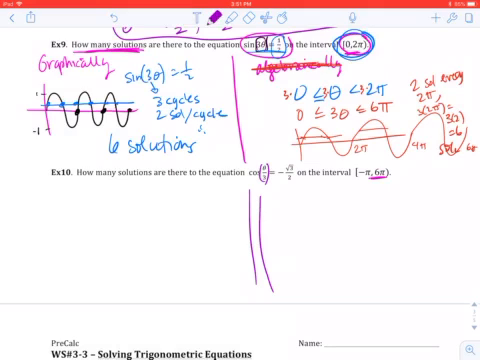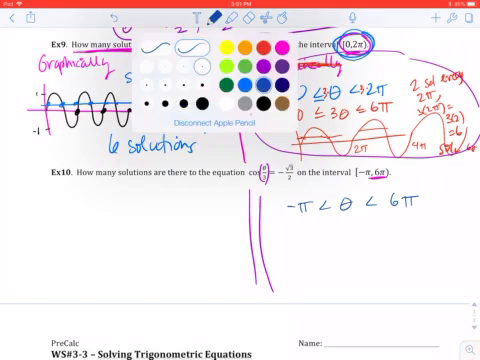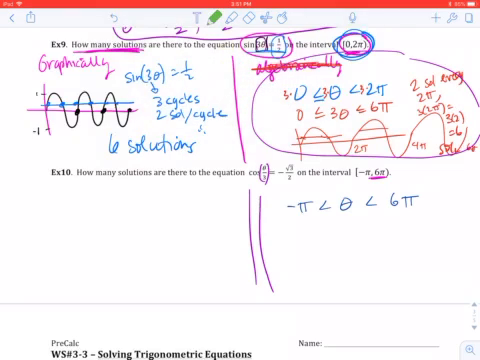So for number 10, it might be easier to do this right-hand side type method. So if I go from negative pi, and my theta is between negative pi and 6 pi, and I divide everything by 3, now I have negative pi over 3, and then theta over 3, and now I have 2 pi. So I'm trying to get cosine equal to negative root 3 over 2.